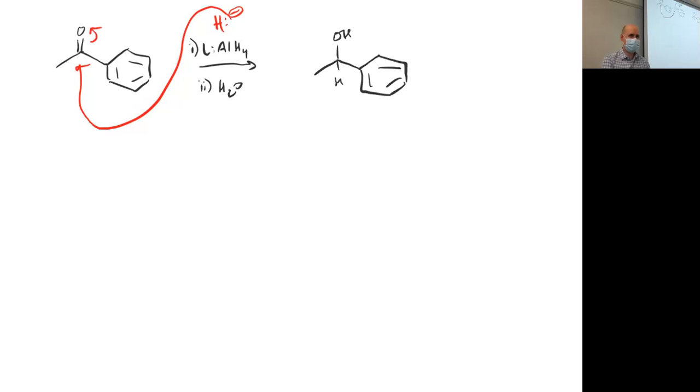Did I make my carbon chain any bigger? No. Did I make my carbon chain any smaller? No. Did I change my functional group? Yes. So this is a functional group interconversion. I started with a ketone. And what did I turn it into? Alcohol.